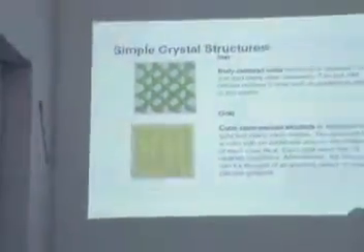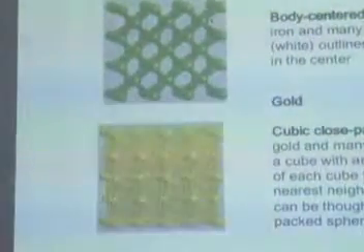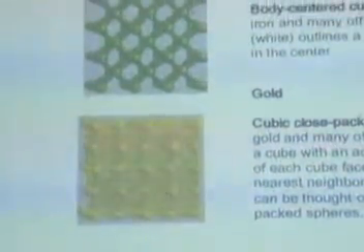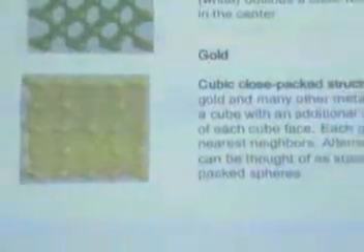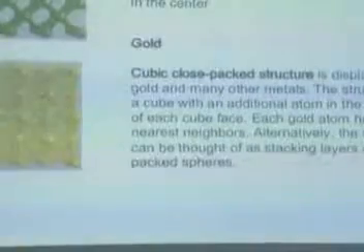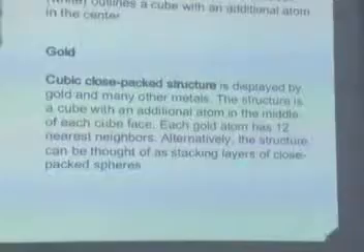And similarly for gold, if you see, it is again a cubic close packed structure which is displayed here. This kind of structure shows in many other metals. The structure is a cube with an additional atom in the middle of each face, and gold has around 12 nearest neighbors. Therefore, alternatively the structure can be thought of as stacking layers of close packed atoms.